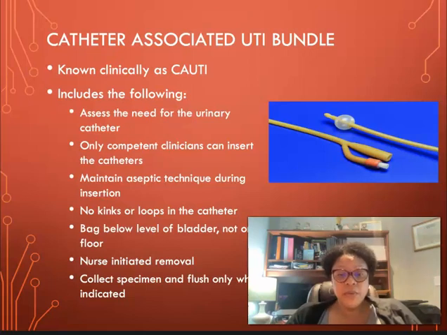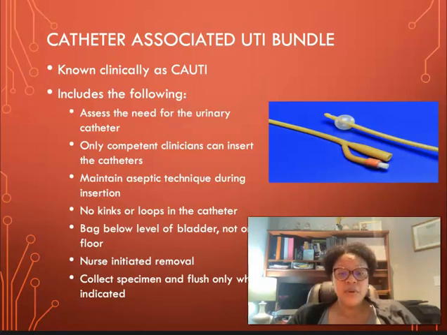Make sure that only people who are trained on the technique of putting in a Foley sterilely and properly actually do that. We need to maintain aseptic technique during the insertion. If at any time something changes, then we need to start over.